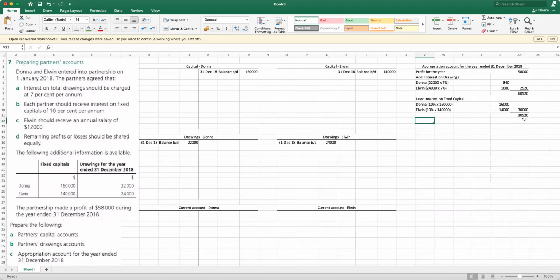Now we need to give away 12,000 worth of salary. So less again. Since there's only one person, I'm just going to put it here. Alvin, 12,000. Draw a line.